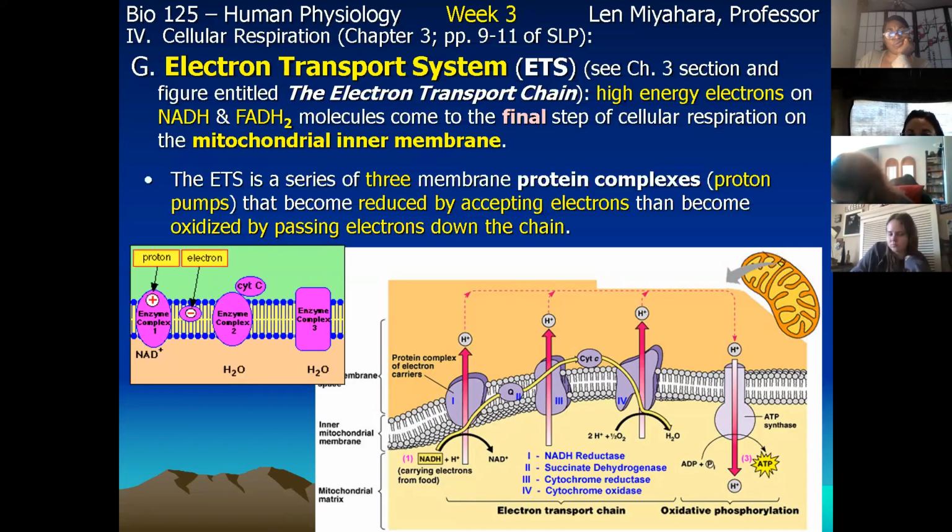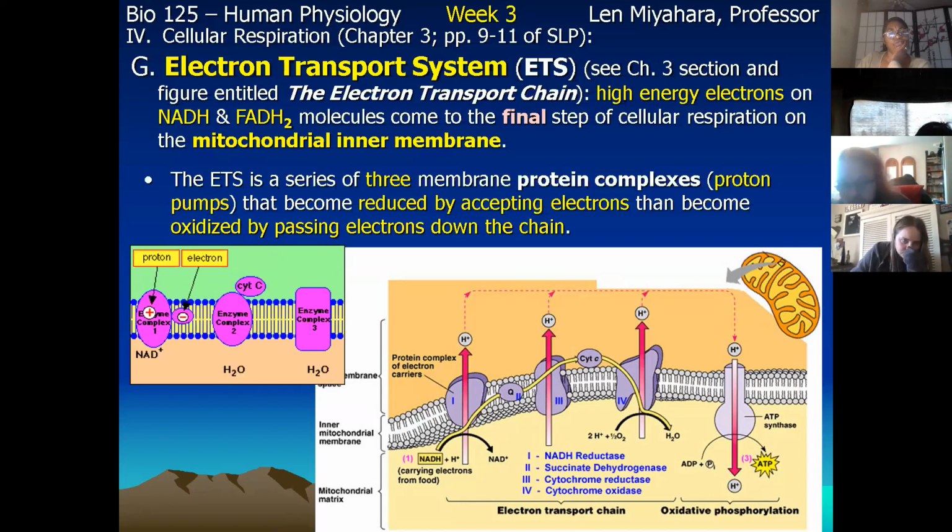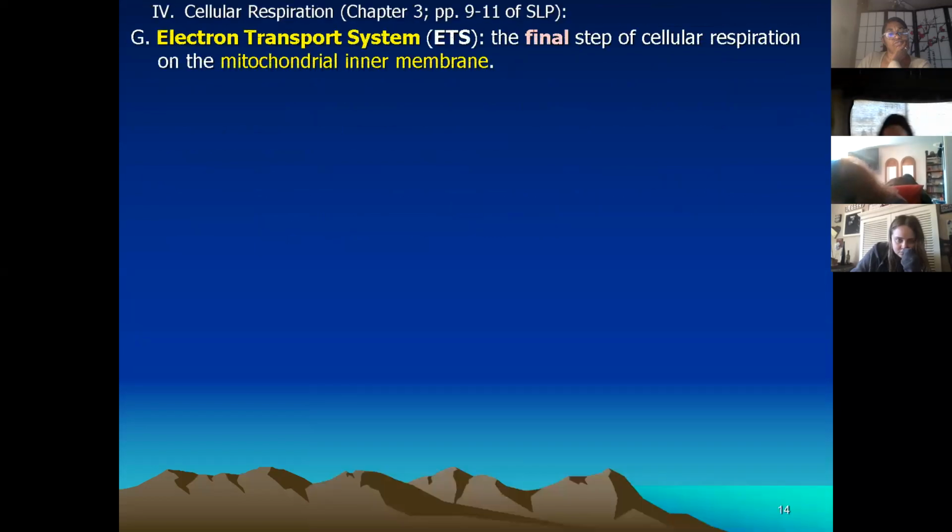I'm going to explain what happens to that electron once it's in the matrix. Everybody follow this? That's why it's called the electron transport system. These boulders are just passing the electron, transporting the electron from the next one to the next one to the next one, finally back into the matrix.